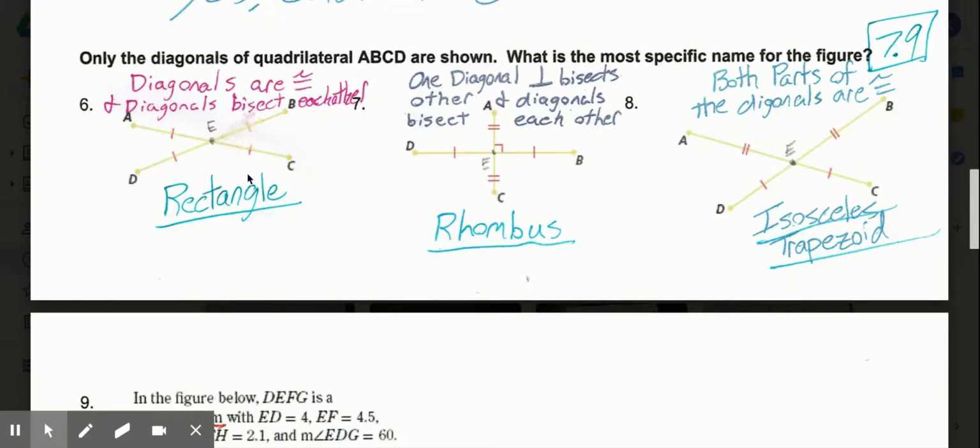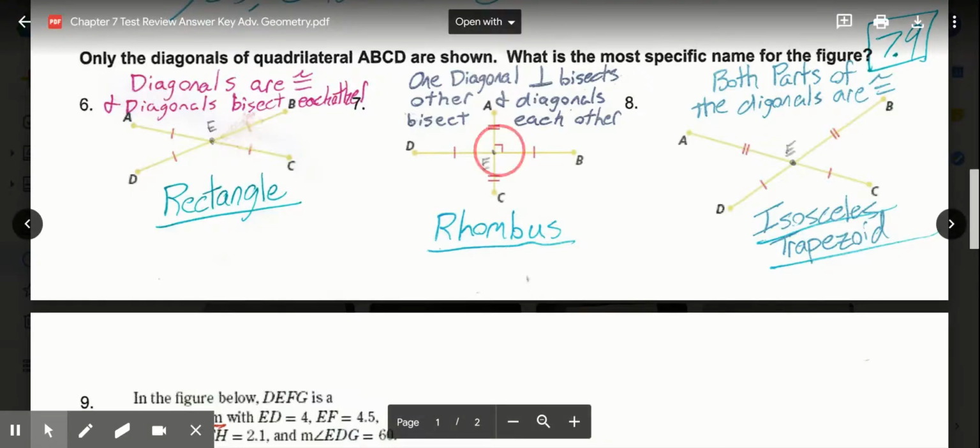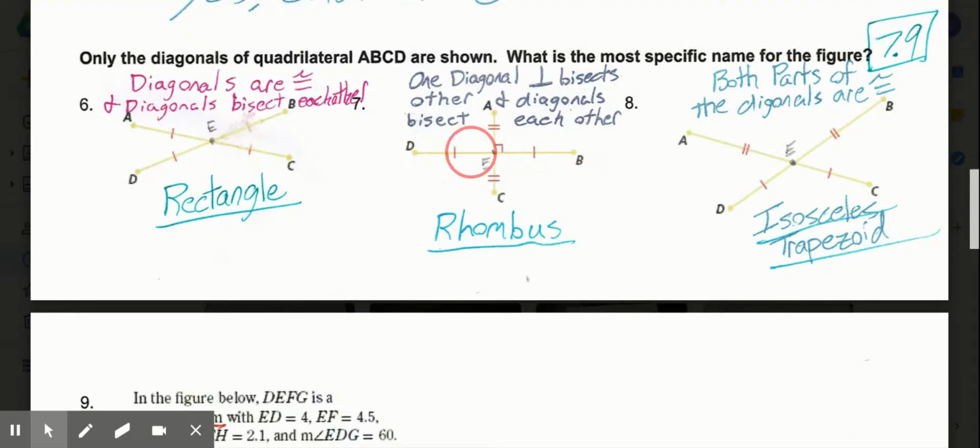Looking at our second example here, in number 7, we know one diagonal is the perpendicular bisector of the other, 90-degree angle, and this one's cut into 2 congruent parts. And we also know the diagonals bisect each other because this one also is split into 2 congruent parts. So again, we'd look at the hierarchy, see where to start with these 2 different properties, and move down to the quadrilateral that shares them both, which would be the rhombus.